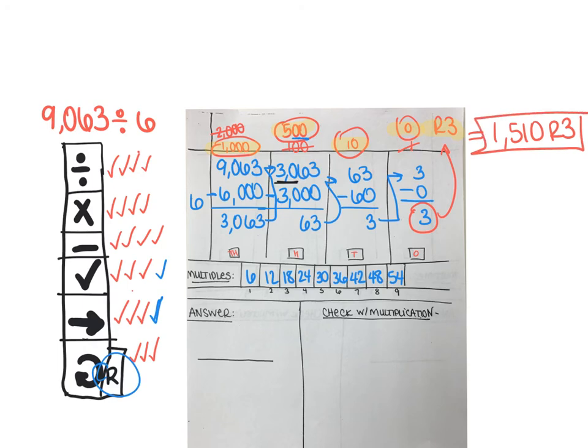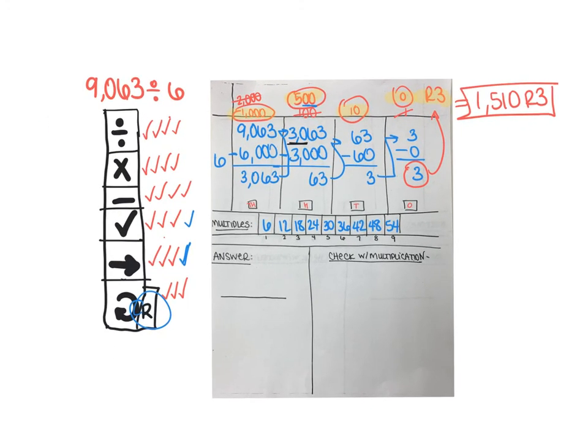Okay, when we check it with multiplication, we're always going to take our answer. So I'm going to take what I found right here. I'm going to go ahead and put it down here where it says check with multiplication. I'm going to say 1,510, and I'm going to multiply that by what I originally divided by. So, oops, I need to change back to my pencil. I'm going to multiply that by 6. So I'm going to go ahead and do that now.